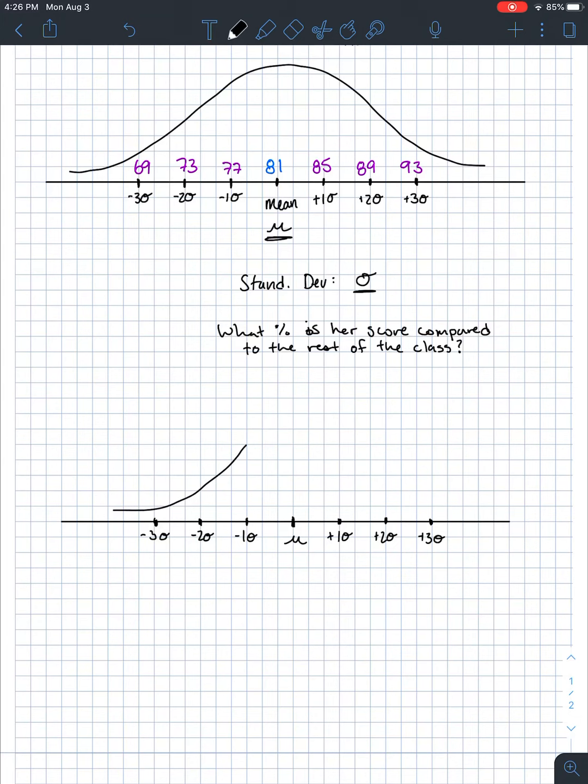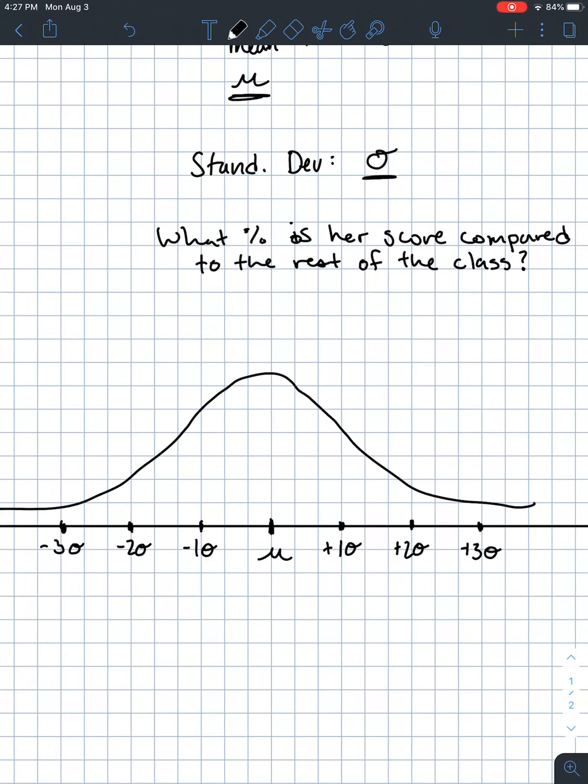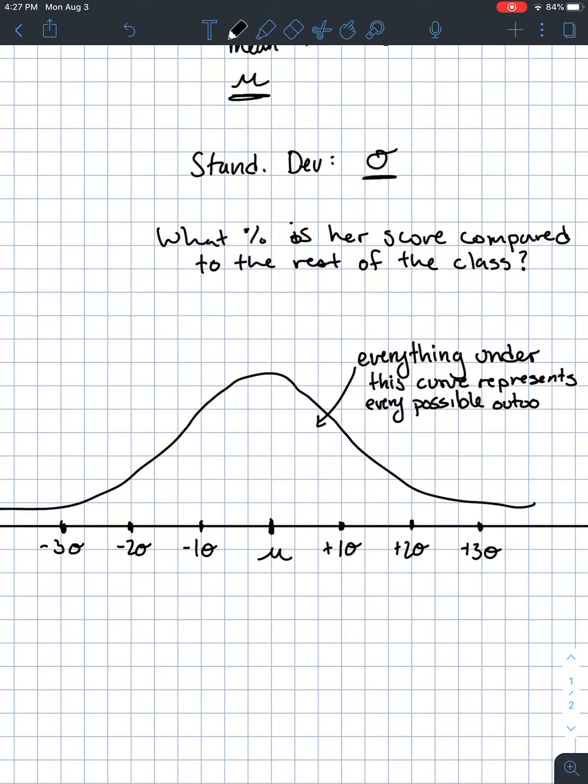So again, this curve goes up and then it goes down, just like that. Kind of a crude drawing, but it'll work. And so what we're going to be looking at is, why do we care about these standard deviations? Why do we care about these little sections? Well, these sections are really important to us because basically what we're saying is that everything under this curve represents every possible outcome of what we're trying to study. Okay, so what that means is that underneath the curve represents everybody. So that is 100% of everything that we could test for.